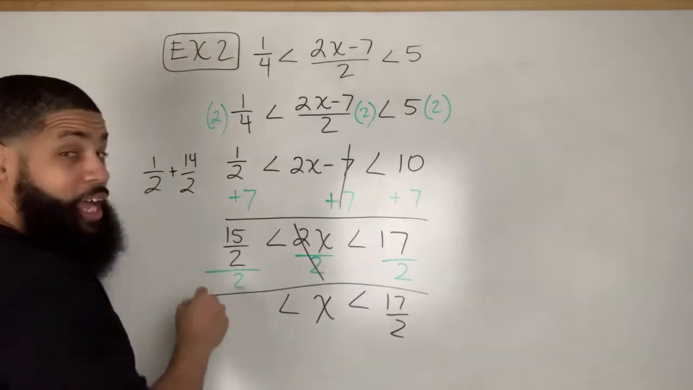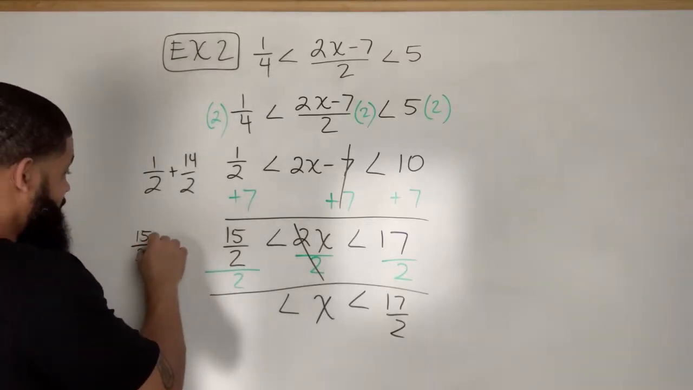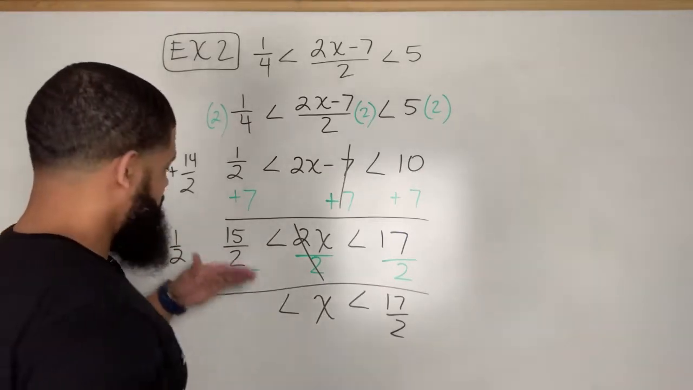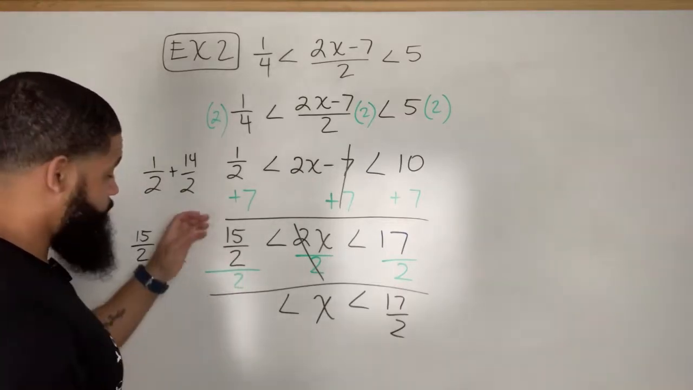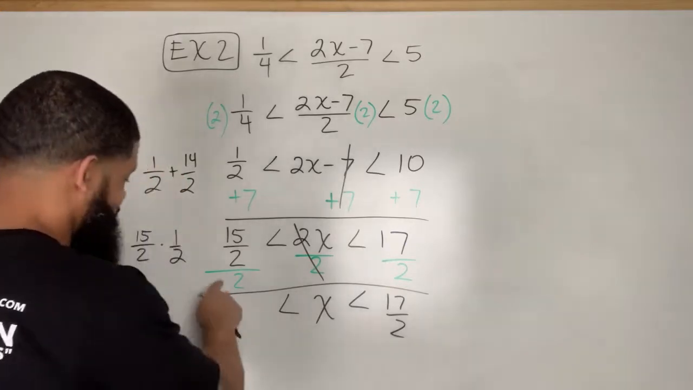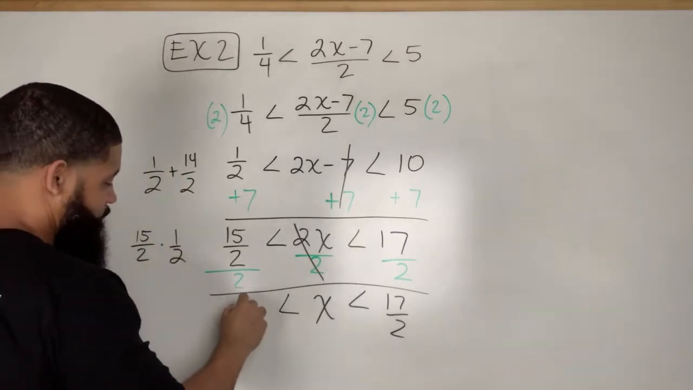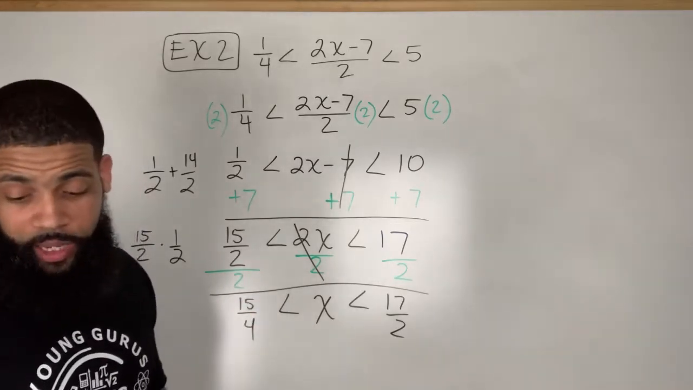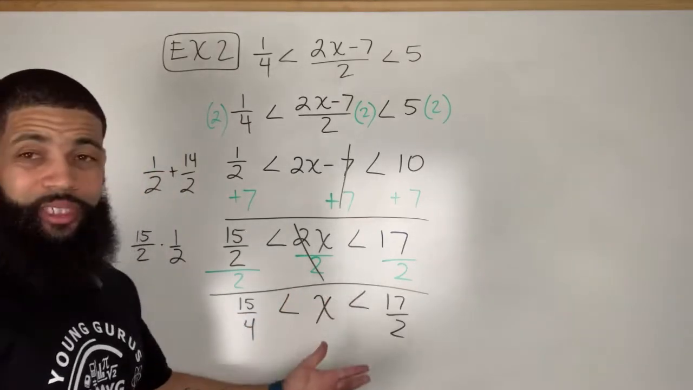So what it looks like is actually 15 over 2 times 1/2, because remember, you keep the first fraction, change division to multiplication, and then take the reciprocal of this 2. So that ends up being 15 times 1/2, which is 15 over 4. Okay, so your final answer actually is x is between 15 over 4 and 17 over 2.